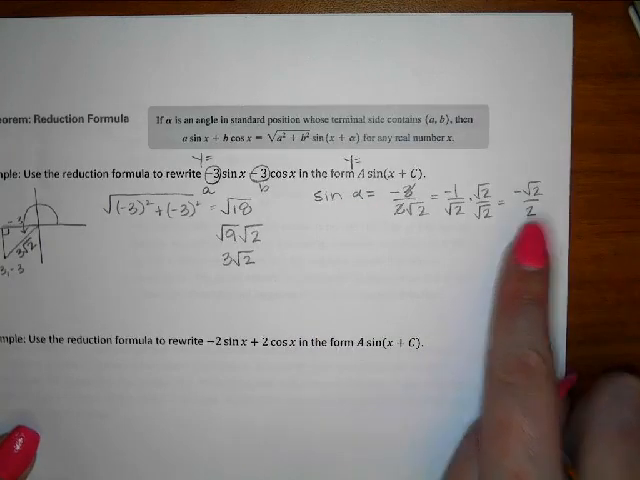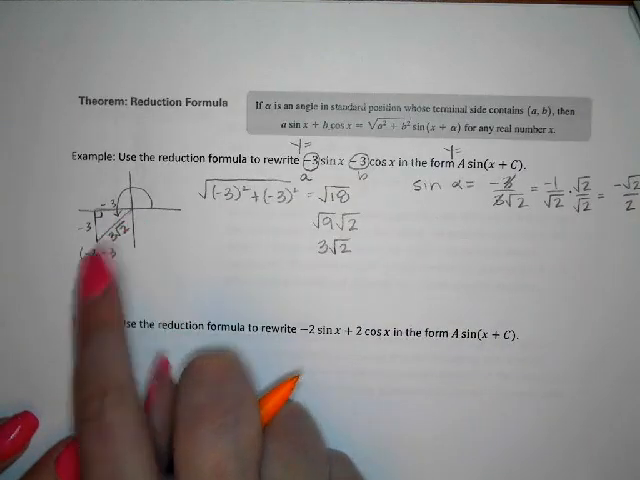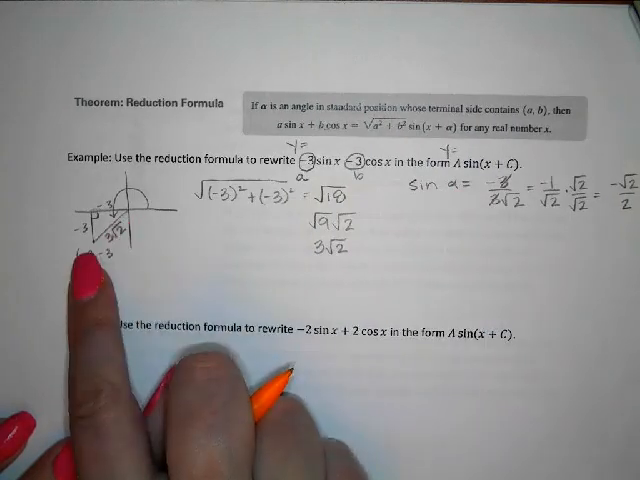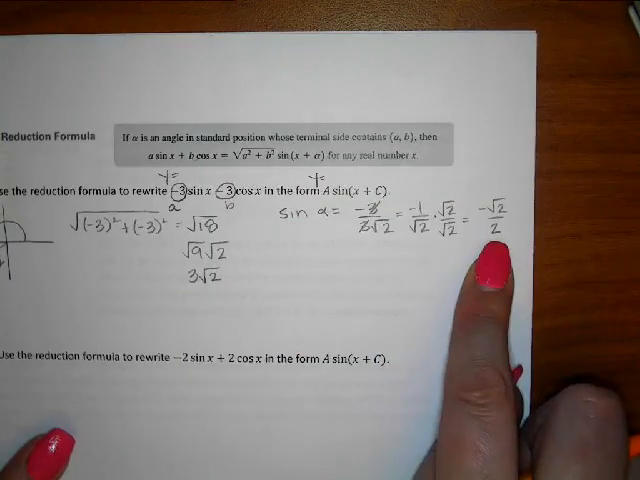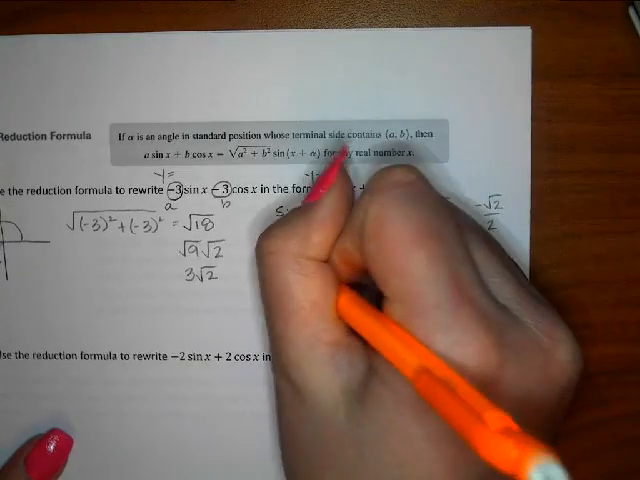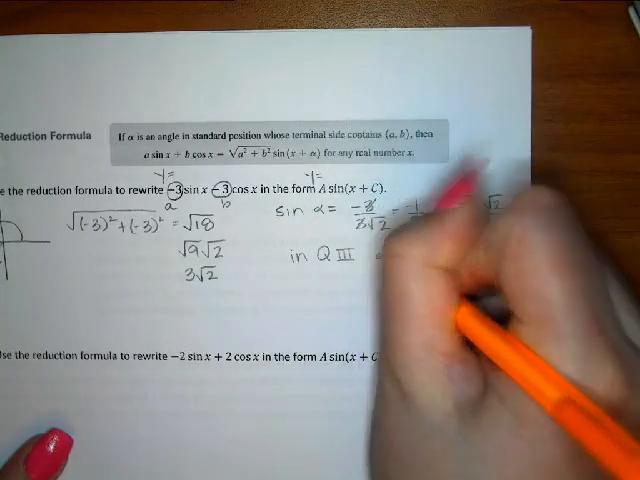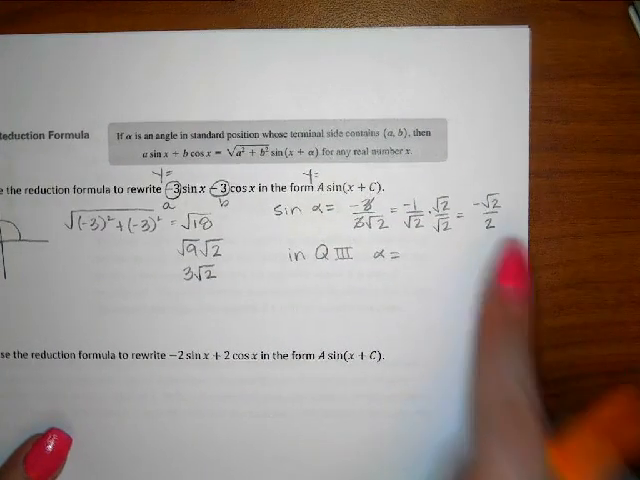And so now I just have to think about, if my picture is drawn in quadrant 3, what is the alpha in quadrant 3 that has sine equals negative root 2 over 2? So in quadrant 3, alpha is what that makes the y-coordinate negative root 2 over 2? And the answer is, it is 5 pi fourths.